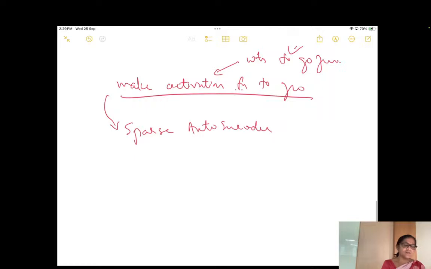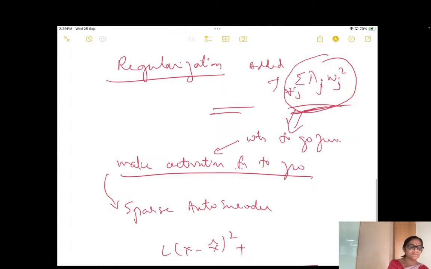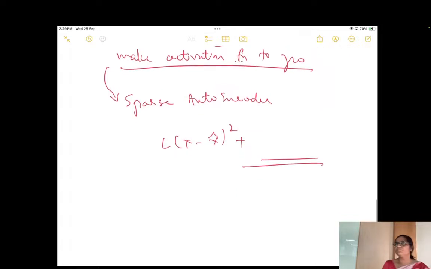See, how does the loss function look like in the sparse AE? One is this remains the same, plus there has to be something, isn't it? A regularizer, the way we have added for weights like this. I have added plus here. How does this term look like? Anything?